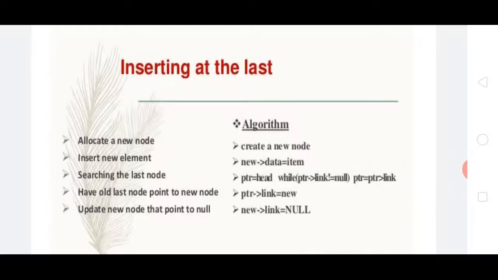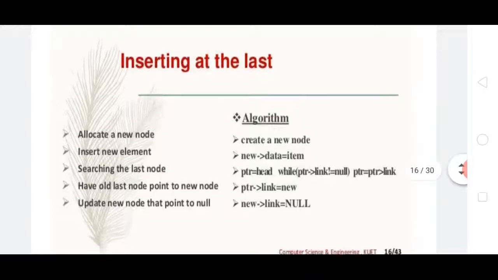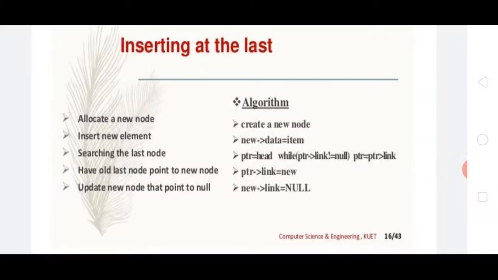The next point is inserting at the last. Now we have to perform this operation, inserting at last. Then we will see one small algorithm. First, create a new node. By using the malloc function, we create one memory block in the computer. Then the next statement is new->data = item. Item is one integer type variable. Whatever data is stored by the user inside the variable item is assigned to the data field of the pointer new.